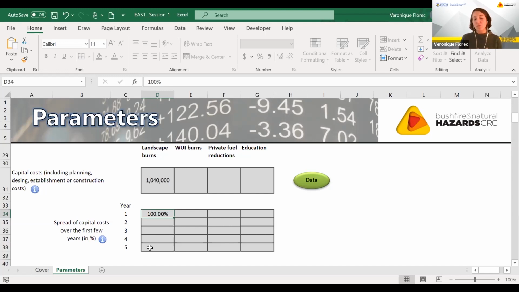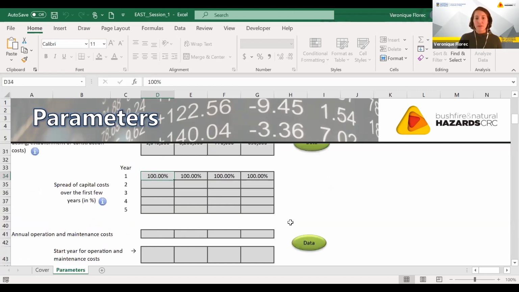So this will all be addressed in the final version of the tool that will be available at the end from the Bushfire Natural Hazards CRC website. Now have a look at the light green button on the right and click on it. That automatically inserts the data for the other options.